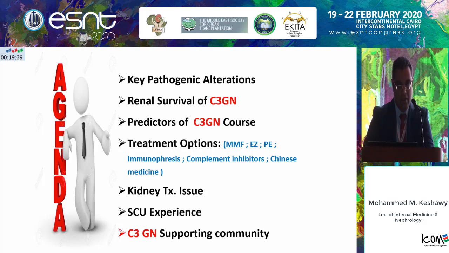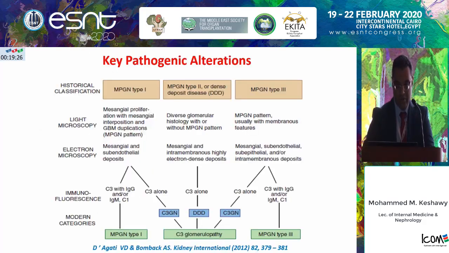Now we will talk about C3 glomerulopathy, and our agenda will address the key pathological alterations, renal survival, and predictors of C3 glomerulopathy, treatment options, and kidney transplantation issues, and our experience in C3 glomerulopathy. Then we are presenting the C3 supporting communities.